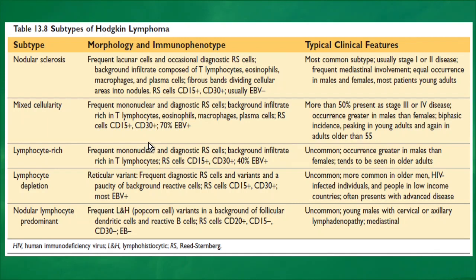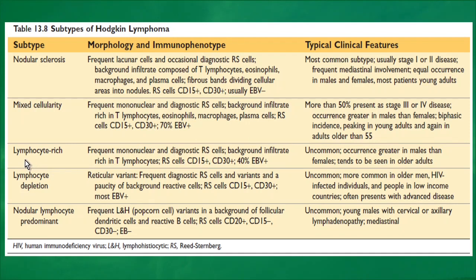Nodular sclerosis usually presents in stage 1 or 2 of the disease. We'll go through stages later in the lecture. Most patients are young adults. Now coming to mixed cellularity, frequently mononuclear and diagnostic RS cells. Background is again mixed. 70% are EBV positive. Here many present in stage 3 or 4. Again it peaks in young adults and then after 55 years, kind of a biphasic incidence. We'll see in many places that they would have written Hodgkin has a bimodal kind of age distribution because of this.